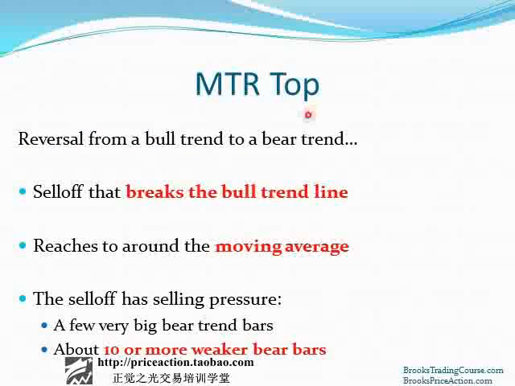So for a major trend reversal top, it's a reversal from a bull trend to a bear trend. You need to sell off the breaks of the bull trend line. In other words, a breakout below the bottom of the bull channel. You need it to reach around the moving average as a sign of selling pressure. And you can have other ways to demonstrate selling pressure as well. For example, you can have a few very large bear trend bars, or you can have 10 or more weaker bear bars showing that the bears are beginning to exert control over the market.